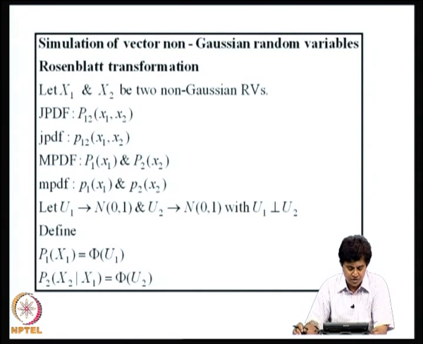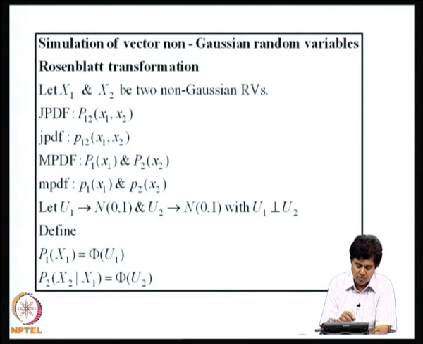So there are different approaches. One is what is known as the Rosenblatt transformation. So I will illustrate this. This is an extension of the method of transformation of PDFs. So let x1 and x2 be two random variables with a joint probability distribution function, joint density function lowercase p12, and marginal densities p1 and p2. Okay, fine, that describes x1 and x2.